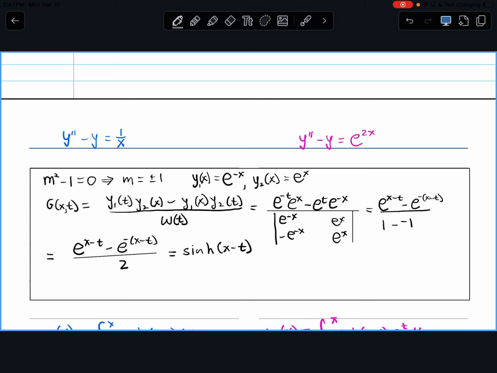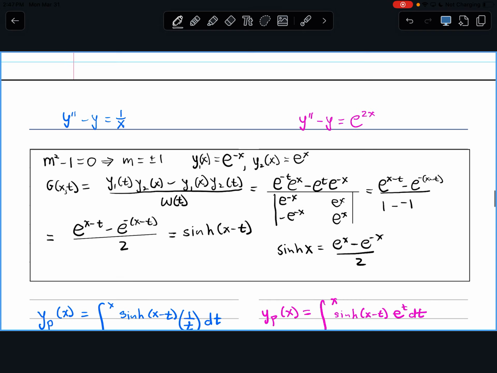Well, remember, hyperbolic sine, let's just recall, hyperbolic sine of x is equal to e to the x minus e to the negative x over 2. So I had that same situation here. Instead of x, though, I had x minus t, minus e to the negative x minus t. So it's the same thing, and the hyperbolic function was just cool. It's not that important. The important thing is that you get this, okay?